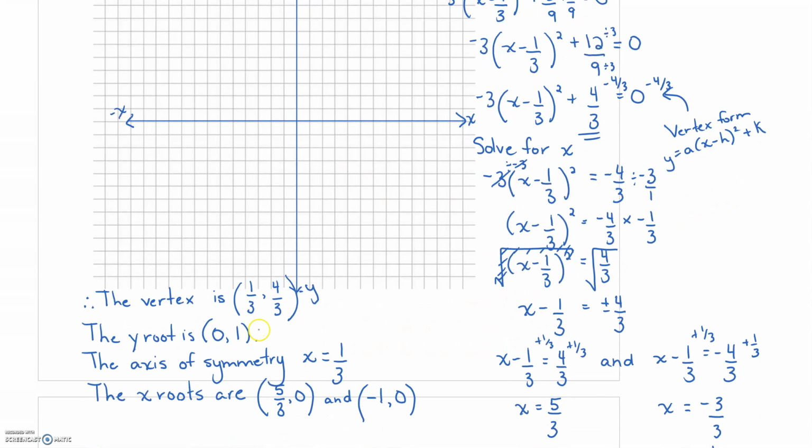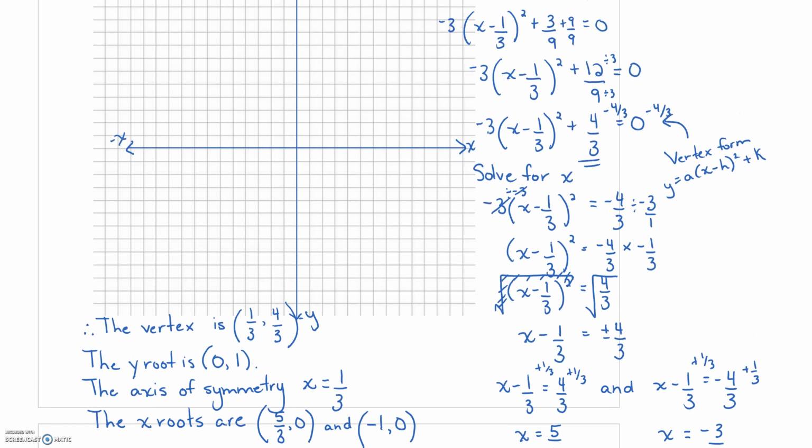Now, the vertex is sitting at 1 over 3 and 4 over 3. And that just means that if you divide the top number, 1 divided by 3, it'll be 0.3. And 4 divided by 3 will be 1.3. So you just want to make sure that you're scaling your graph appropriately so that this works for where you're putting the axes. So I know that the x roots are 5 divided by 3, and if I do 5 divided by 3, it gives me 1.666, so it's actually 1.7.